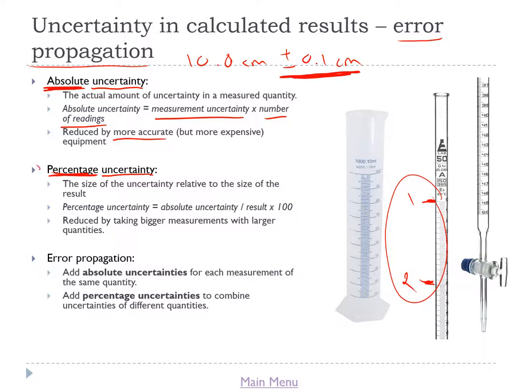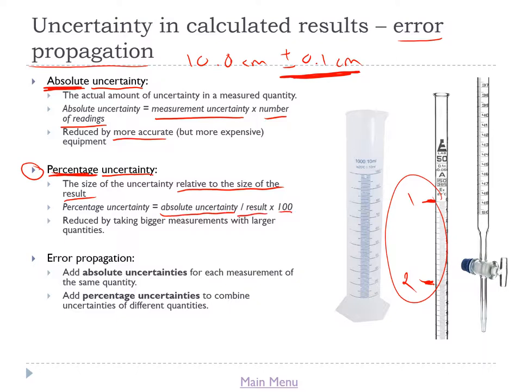Now, percentage uncertainty is the size of the uncertainty relative to the size of the result. So what we do here to calculate percentage uncertainty is to do our absolute uncertainty divided by the result times by 100.